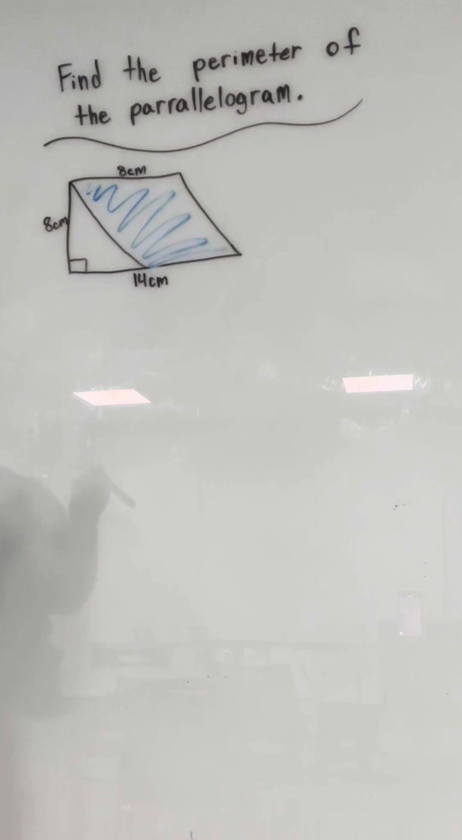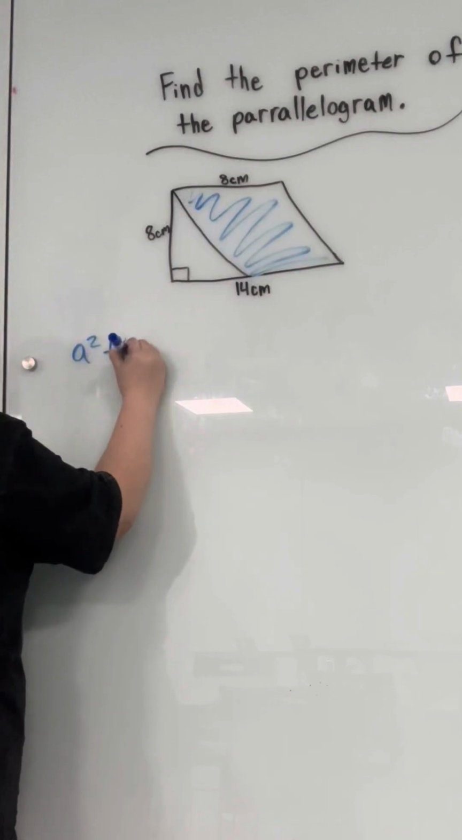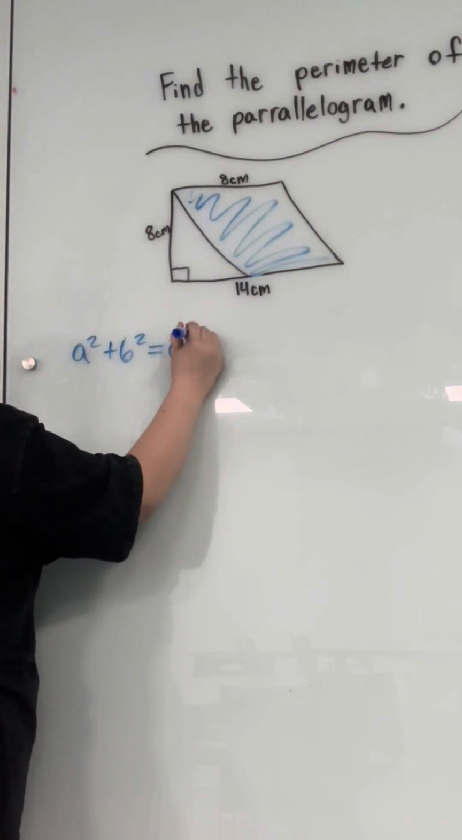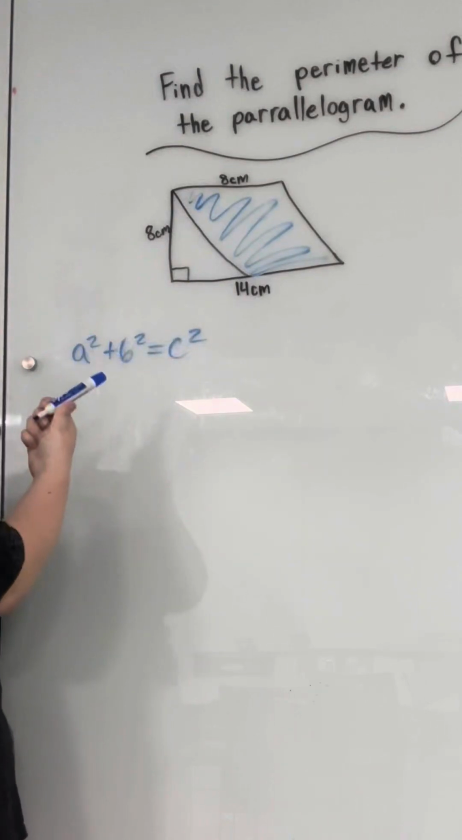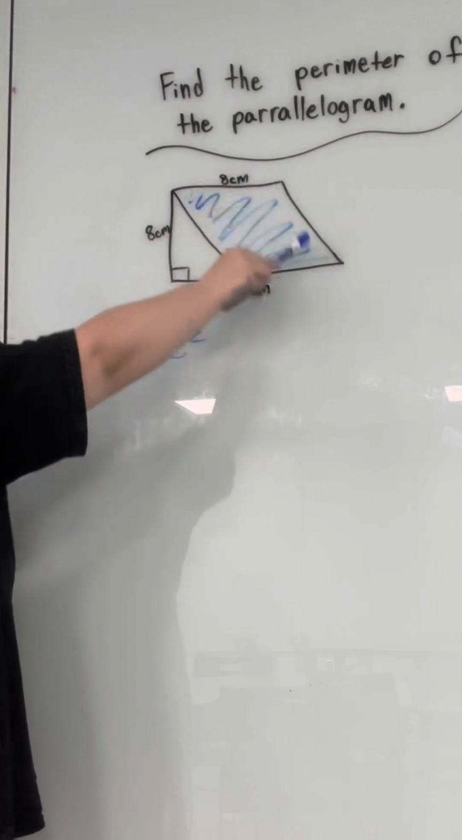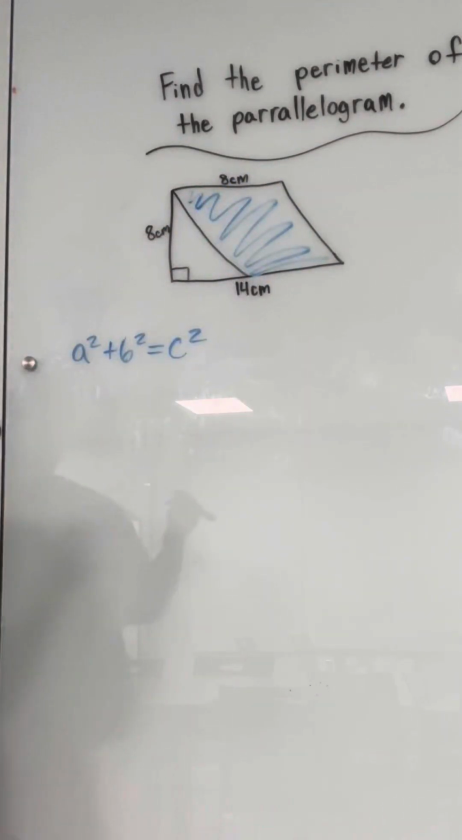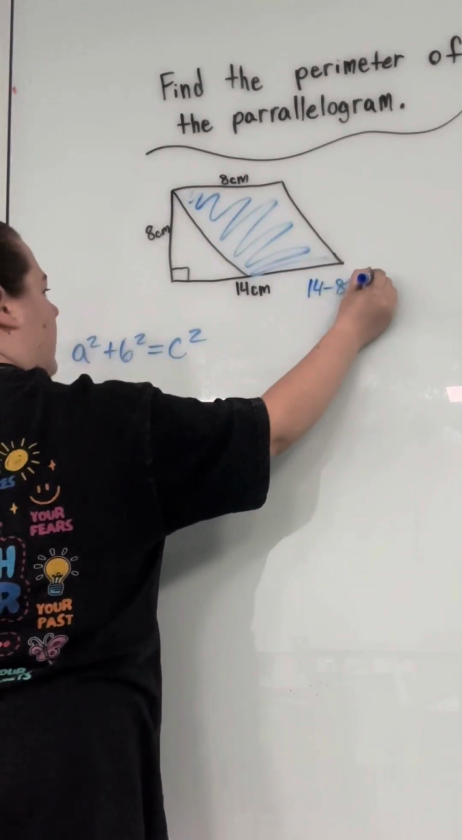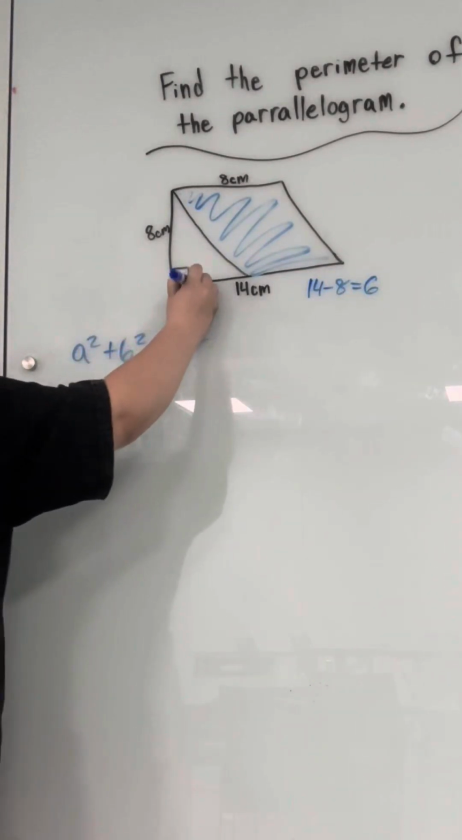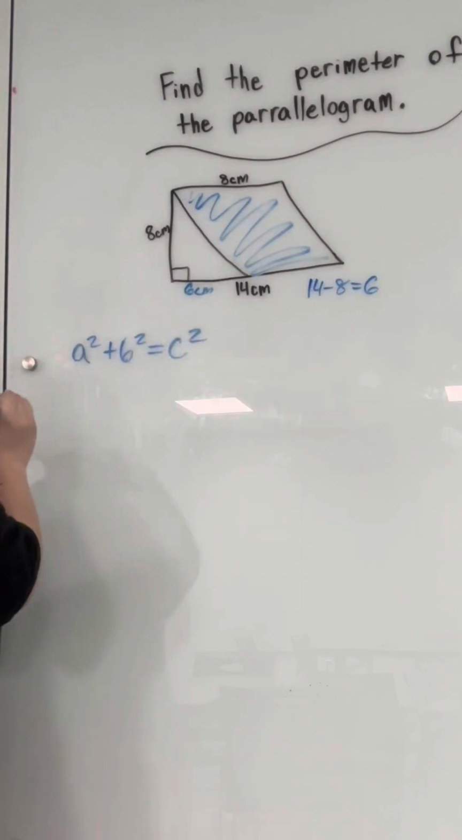So we can use what we know about the Pythagorean theorem, and we can go ahead and plug in our formula. We know that with the sides of the triangles, a squared plus b squared equals c squared. But we don't have this side of our triangle either when we try to plug this in. So we know that both of these sides will be equal. So we are going to subtract 8 from 14, which should leave us with 6. So this right here should be 6 centimeters.